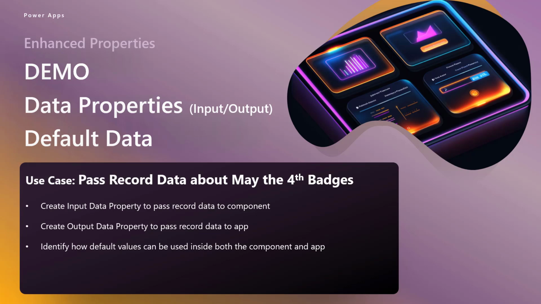So we're going to create an input data property to pass record data into the component. And then we're going to create an output data property to pass record data. And we're going to use default properties in and around that. So we're going to identify how those default properties can be used inside the component and the app using each of those individually, input and output data property types. All right, let's get in there.